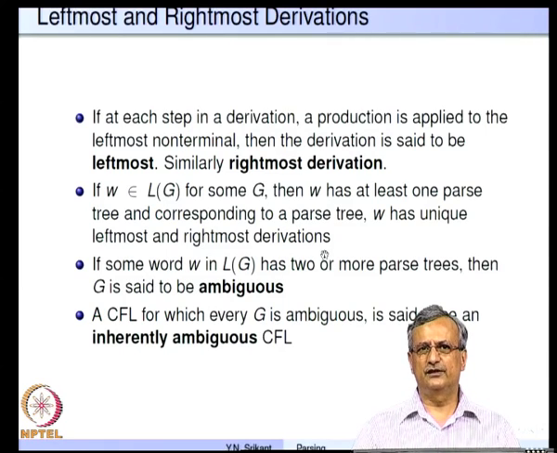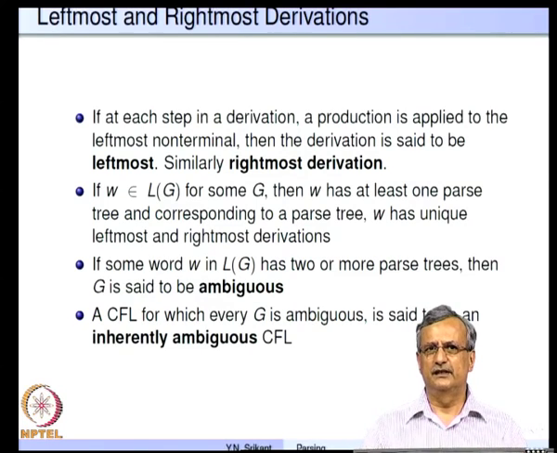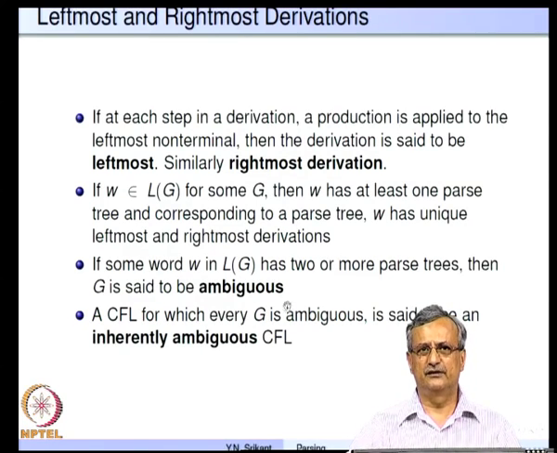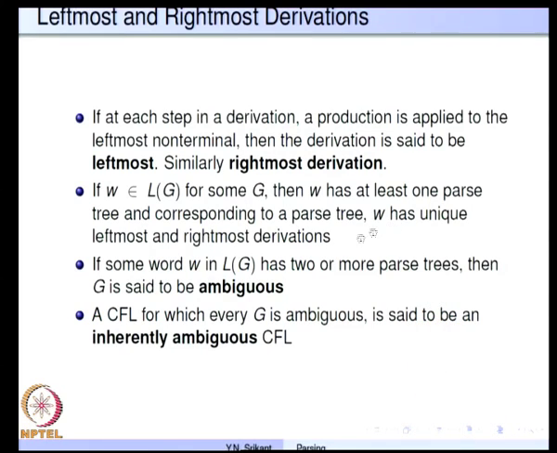So this is possible only if the grammar is not ambiguous. If the grammar has ambiguity, then, as the next bullet says, a word has two or more parse trees. So if there is a unique parse tree, then the grammar is unambiguous, and if there is more than one parse tree for the same string, the grammar is ambiguous. And if there is a unique parse tree, then w has unique leftmost and rightmost derivations for that particular parse tree. Of course, if there are many parse trees, for each of these parse trees there would be a unique leftmost and rightmost derivation as well.